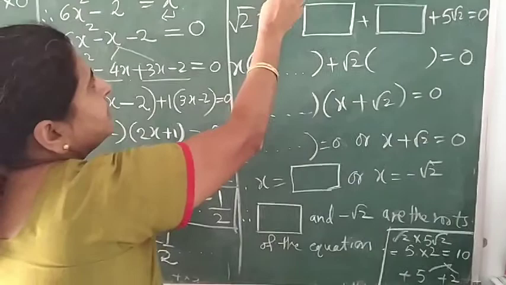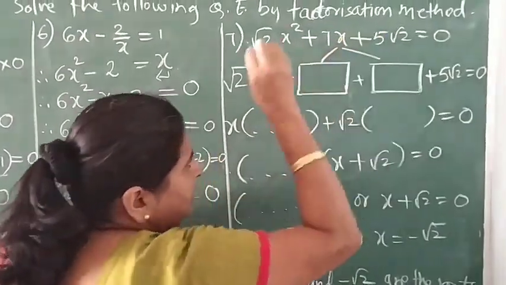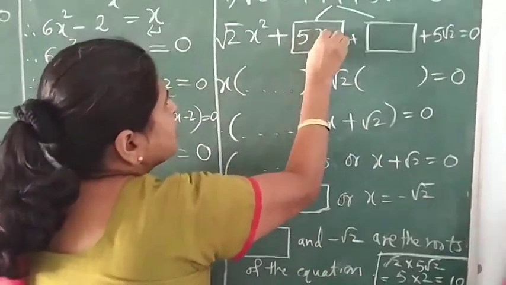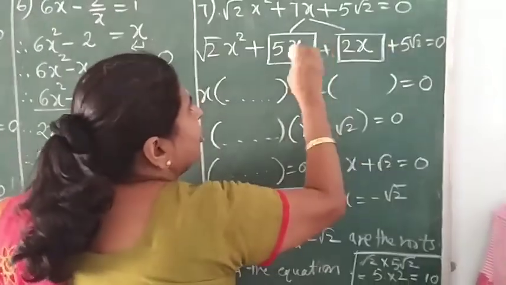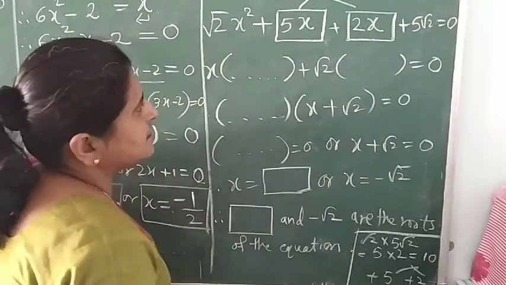So copy the first term as it is, which is given here. Now 7x should be split here. How? 7x should be split as 5x, so here in the box you have to write 5x plus 2x. So you have to fill in these boxes like this. And this 5 root 2 is given as it is, and the right side is 0.